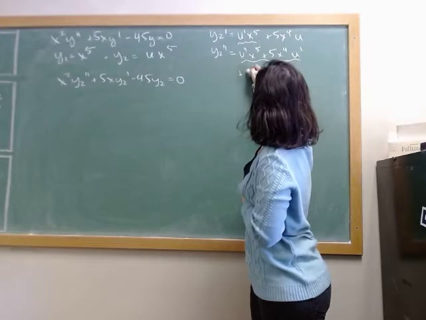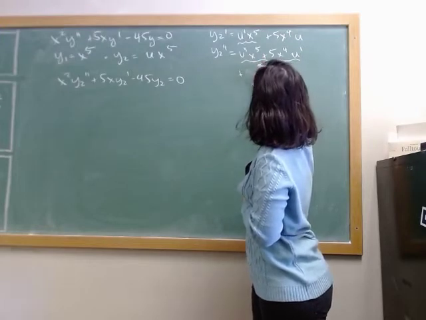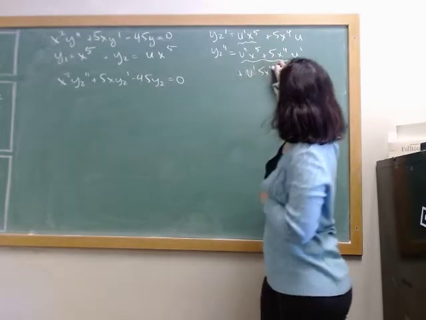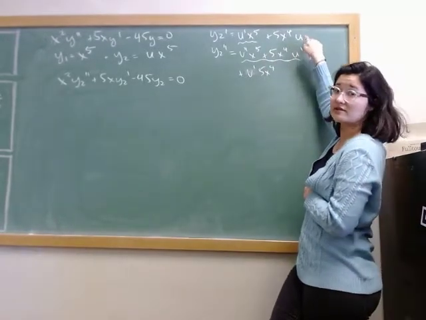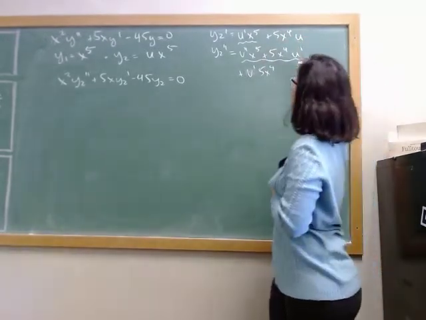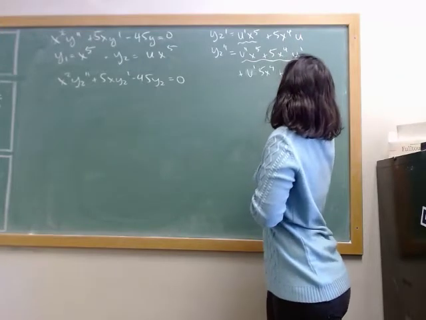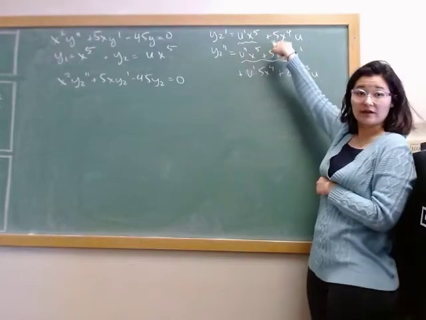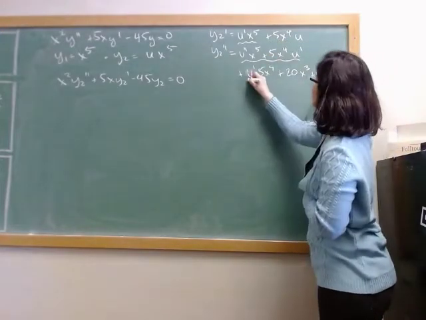Plus u prime 5x to the fourth. So take derivative of u, leave this first term the same, plus 20x cubed u. Take derivative of 5x to the fourth, multiply it by u.